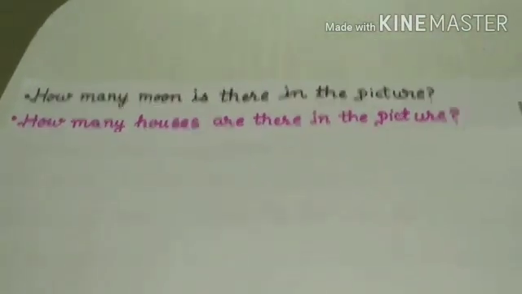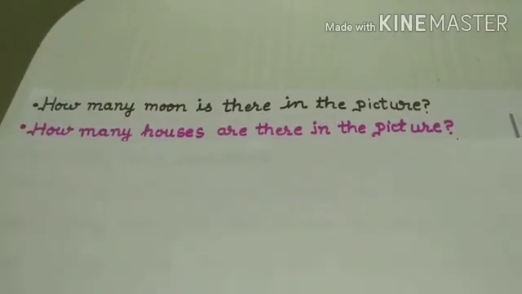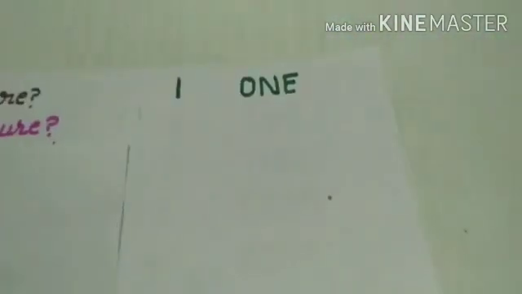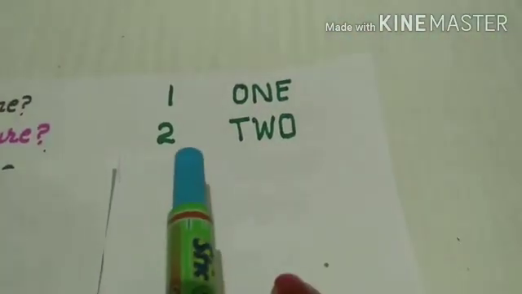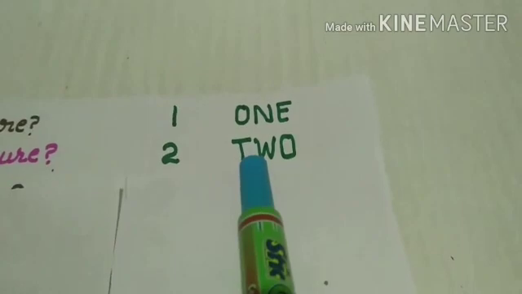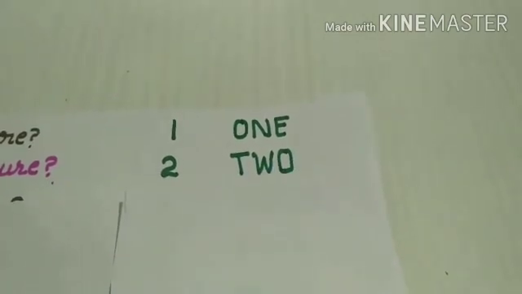Next question. How many houses are there in the picture? Let's count with me. 1, 2. So we'll write over here 2. And what is the spelling of 2? T-W-O, 2.